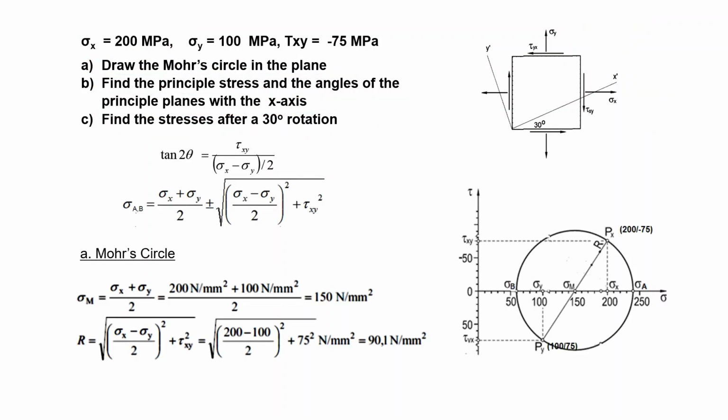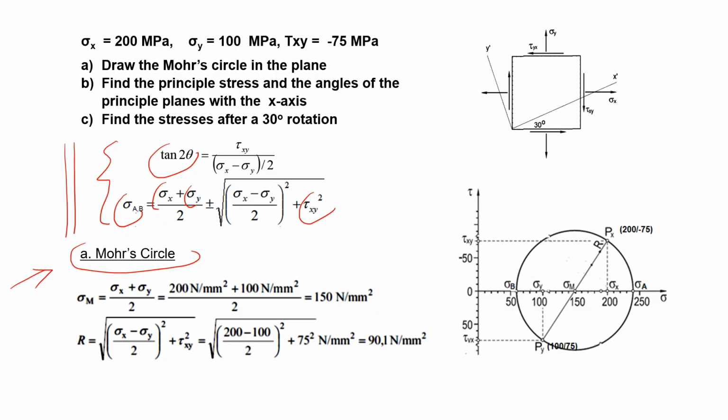We know that for stress transformation, we have a formula. So when we put sigma x, sigma y, and tau xy, we can determine the principal stresses and their angles, their orientations. But in this video, we will show how to do it with the help of the Mohr circle.